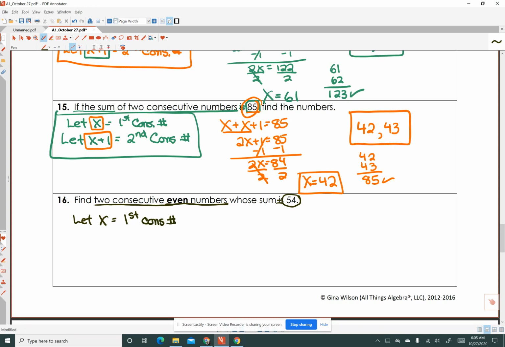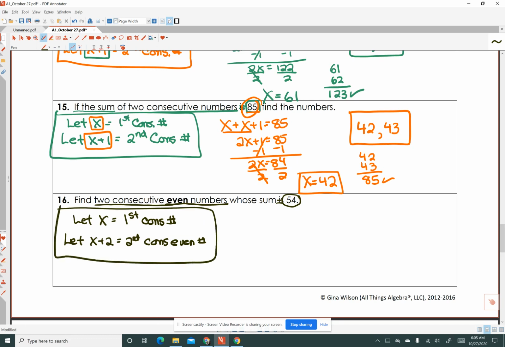Now, consecutive even, we're going to skip a number. So this time it's not X plus 1. We're going to let X plus 2 equal the second consecutive even number. And that is our X box. So now we have defined these terms for the purposes of the problem. We have X and we have X plus 2. And they equal 54, so let's just add them up.